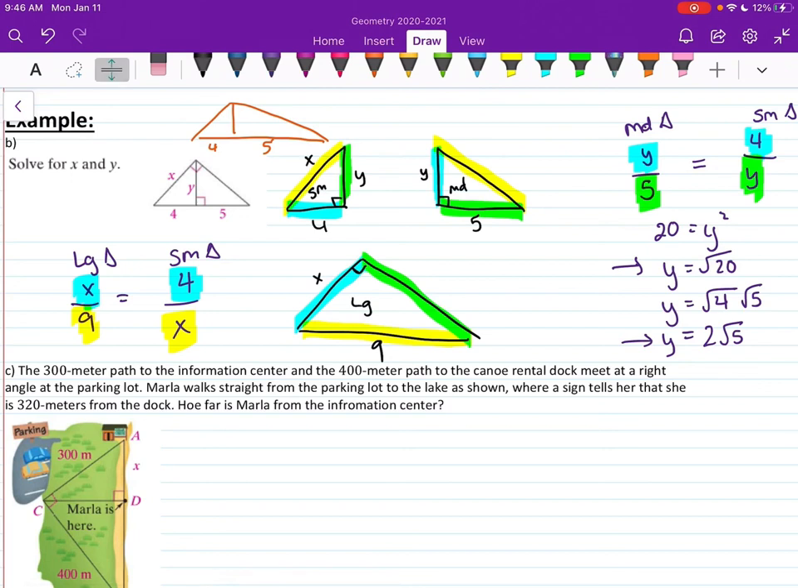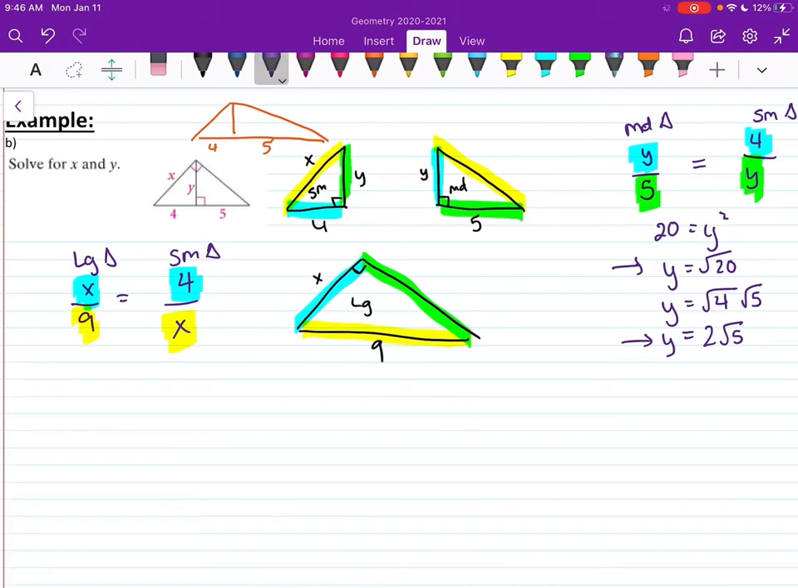And so then if I go through and solve that, I get 4 times 9, which is 36, equals x squared. Take the square root of 36. Oh, I got lucky. That's a perfect square. I get 6 equals x. Okay? So there are our answers: x equals 6, and y equals 2 root 5.